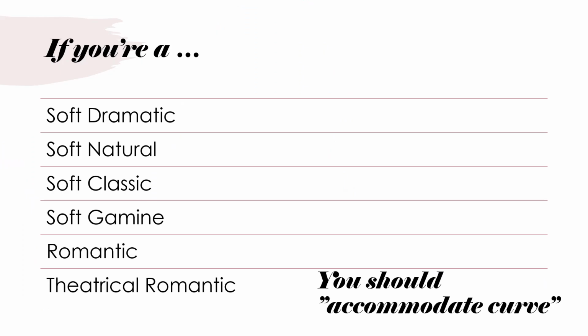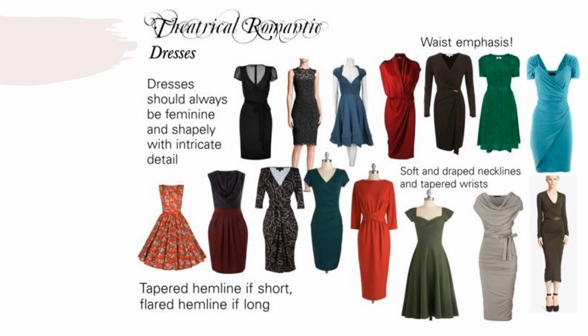And now over to you, my wonderful curve dominant sisters. If you are in this category, you should accommodate the curve. And so that's self-dramatic, self-natural, self-classic, self-gamine, romantic, theatrical romantic. And yang dominant women, or women who don't have to accommodate curve, might envy you, but perhaps you're not super excited about this. When we get to these IDs, an image search usually produces this parade of fancy dresses, ruching, lace, ruffles, formal wear, all kinds of things that can feel a bit stifling, just reductive.